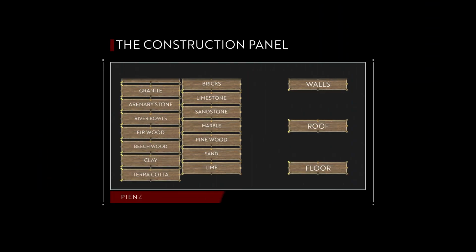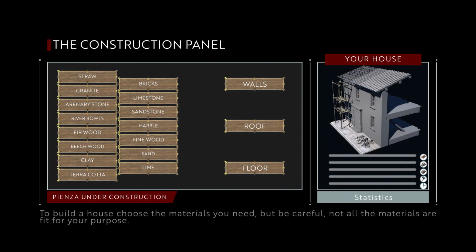To build a house, choose the materials you need, but be careful, not all the materials are fit for your purpose. Well done! You've chosen the materials necessary to start working with mixed masonry. This is the most widespread type of masonry in Corsinianus, and in fact it is made up of unsquared stone ashlars and bricks, arranged in repeating rows or more irregularly. On the ground floor, the wall thickness varies from 60 to 90 centimeters, gradually decreasing on the higher floors.